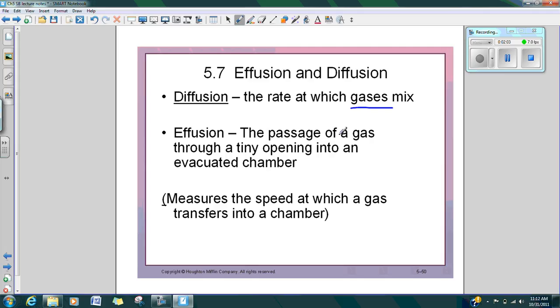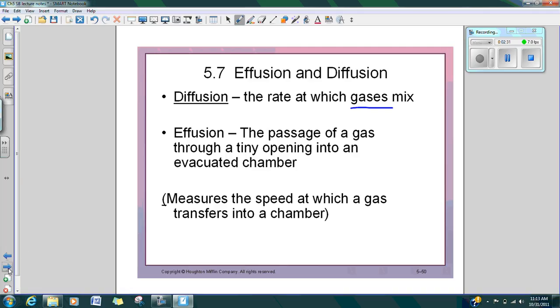Effusion is the passage of a gas through a tiny opening into an evacuated chamber. And with both of these things, if you are smelling a pungent odor or if you spray some sort of perfume, it takes time for the odor to disperse throughout the room. That's the kind of picture you should have right now as to what's going on. We measure the speed at which a gas transfers into a chamber.